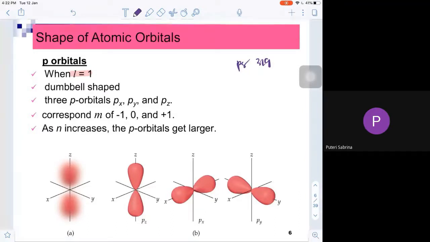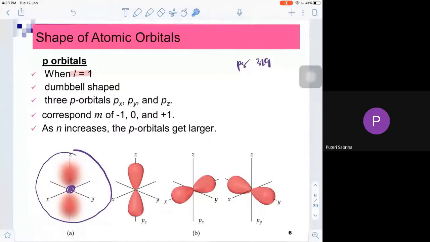This dumbbell shape of the p orbital has three orientations because we know that we have a nucleus at the center here, and then we have the atom. Atom is 3D space, so we have X, Y, and Z axis. When the two loops are on the Z axis, we label this p orbital as pz. Why Z? Because it is on the Z axis.